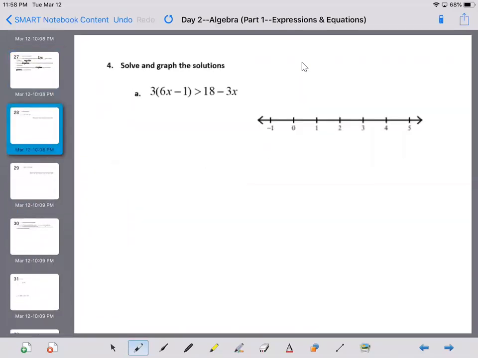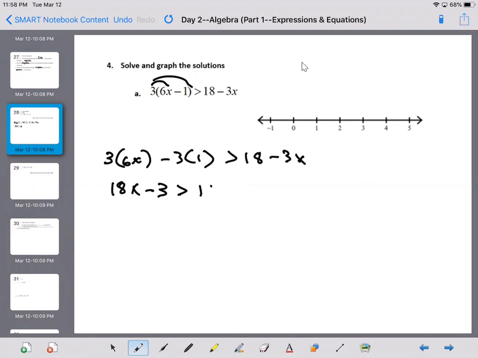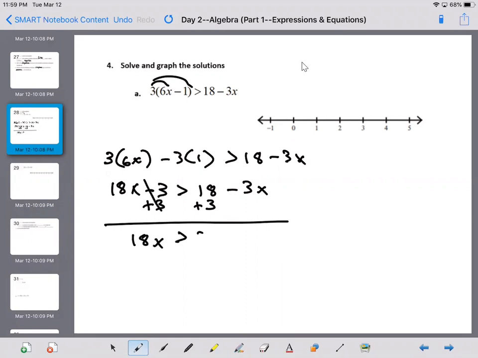So here, I see a factor of 3 and a factor of 6x minus 1. So I'm going to use the distributive property to simplify this. So this will be 3 times 6x minus 3 times 1. And so this will be 18x minus 3 is greater than 18 minus 3x. So I want to get my variables on one side and my constants on the other so I can graph this. So I'm going to add 3 over here. And that's going to go to 0. So that's going to leave me with 18x is greater than 21 minus 3x.